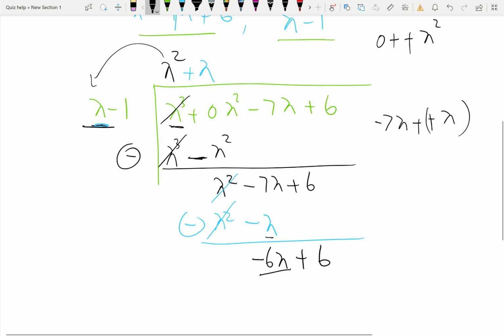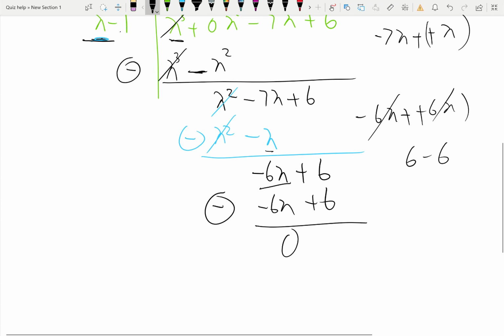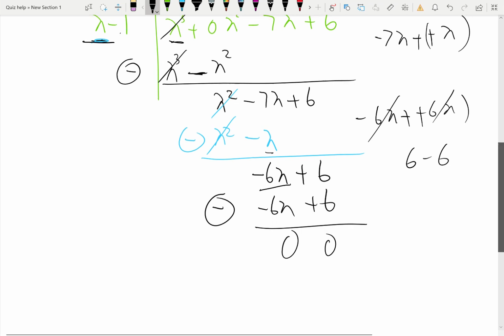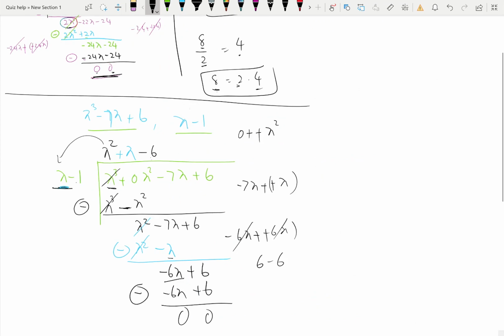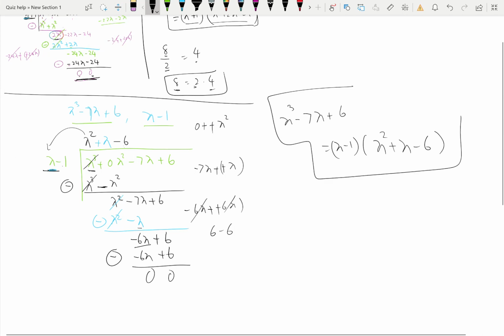Negative 6 lambda, you multiply by negative 6, right? Negative 6 times lambda is negative 6 lambda. Negative 6 times negative 1 is positive 6. Now you subtract. Negative 6 lambda subtract negative 6 lambda, they cancel out. 6 minus 6 is 0. So you are done. So then we can write down: this cubic polynomial is the product of lambda minus 1 times the quadratic polynomial that we get, lambda square plus lambda minus 6. So this is how you do polynomial long division.